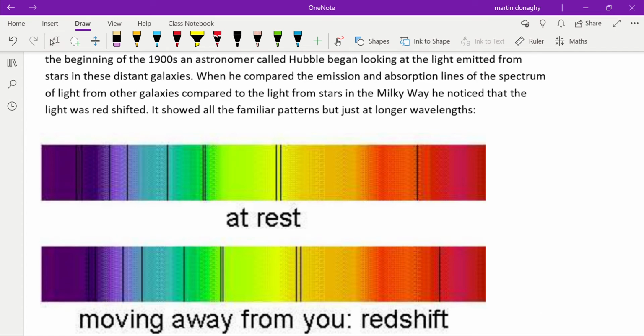Okay, we're now going to look at how the Doppler effect applies to our galaxy. And we'll go back to the 1900s. This is before we had built rockets that had left our atmosphere, but we were still able to investigate both our solar system and the rest of the universe.